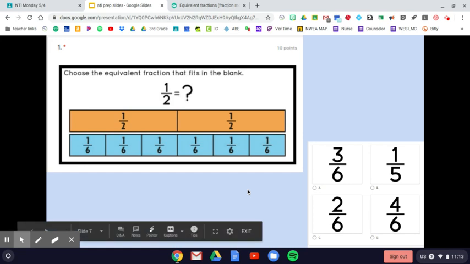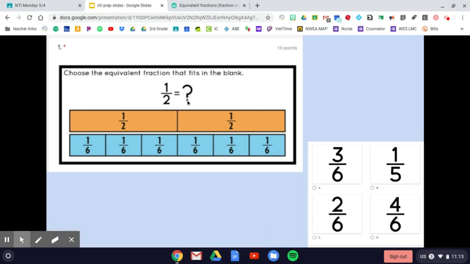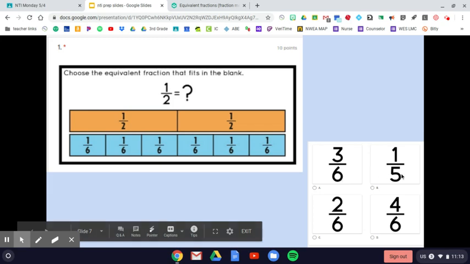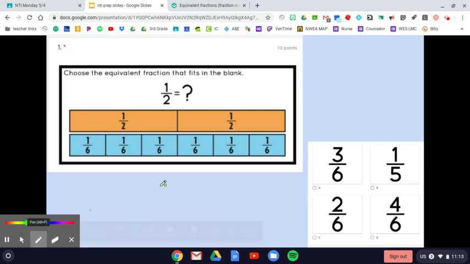This is your Google form activity for Tuesday. You're going to have fraction bars just like the ones that you just saw, and it says choose the equivalent fraction that fits the blank. 1/2 is equal to blank. My answer choices are 3/6, 1/5, 2/6, or 4/6. So I know already that since my answer choices are 6 underneath the 1/2, it can't be 1/5. So I have to count how many 6 are equal to 1/2. And 1, 2, 3 pieces of 6 are equal to 1/2. So I would click on the A and move on to the next question.